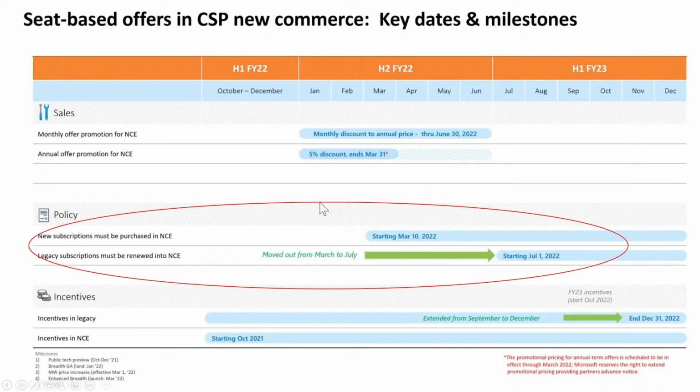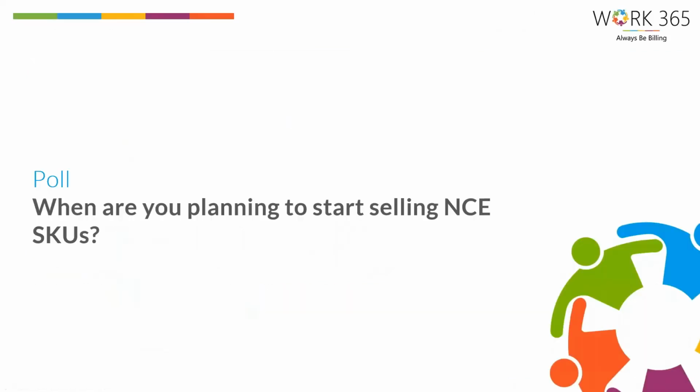All right, this is what I was referring to, which is that these dates seem to be really important. Incentives are aligned with these things, and you won't be able to do any legacy subscriptions after March.